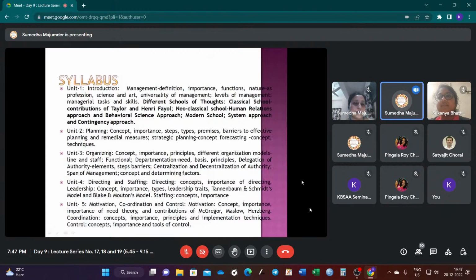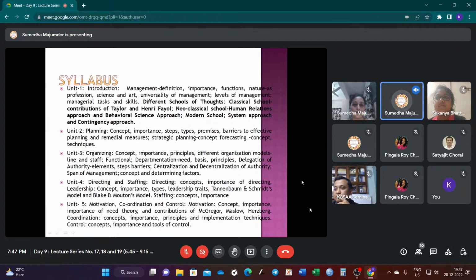As per our syllabus of Unit 1, the first part is the basic introduction. Under this introduction, management is a process, a combination of art and science, through which we get things done by others. Another very popular definition is that management is tactful. Also the five primary functions: planning, organizing, directing, staffing and controlling. These five primary functions are very important for our exam.